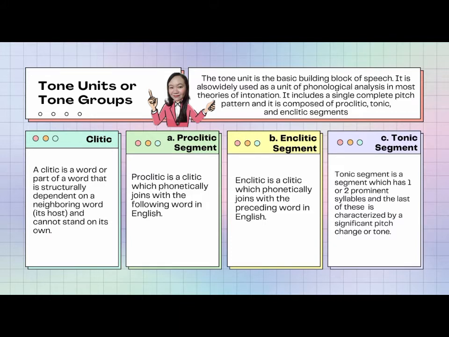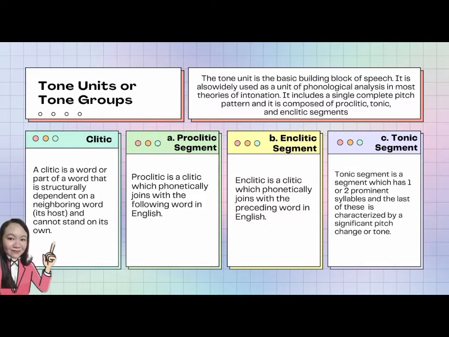Rather than viewing spoken language as a sequence of separate words, Brazil sees it as being made up of groups of words and sounds which are usually run together. So let us highlight the three important segments of the pitch pattern under our tone unit: proclitic, tonic, and enclitic segments. So what is a clitic? In English morphology and phonology, a clitic is a word or a part of a word that is structurally dependent on a neighboring word, also known as the host, and it cannot stand on its own.